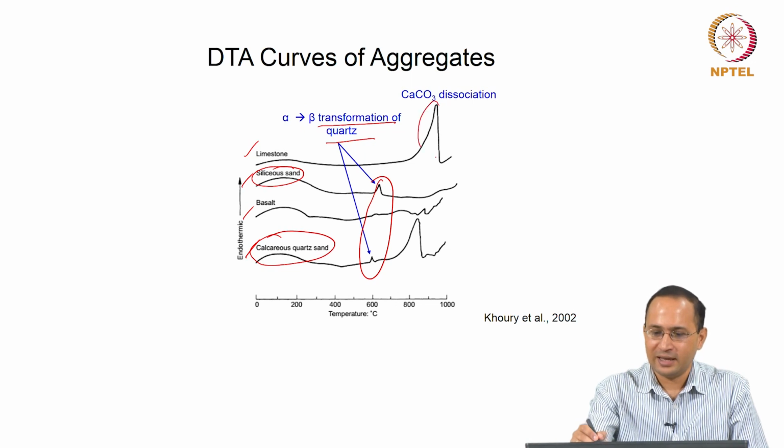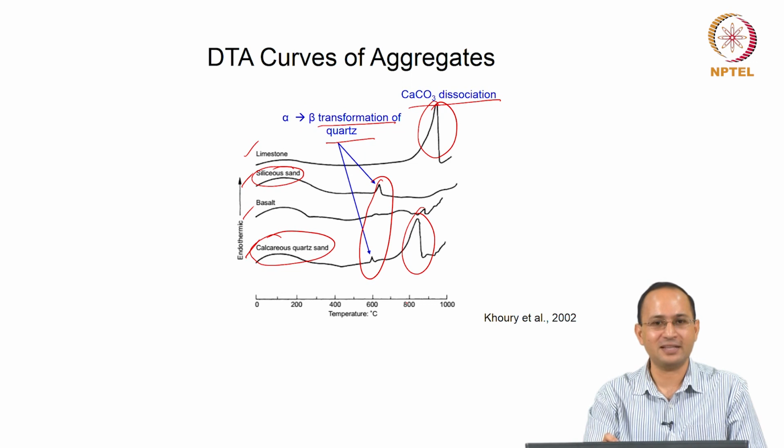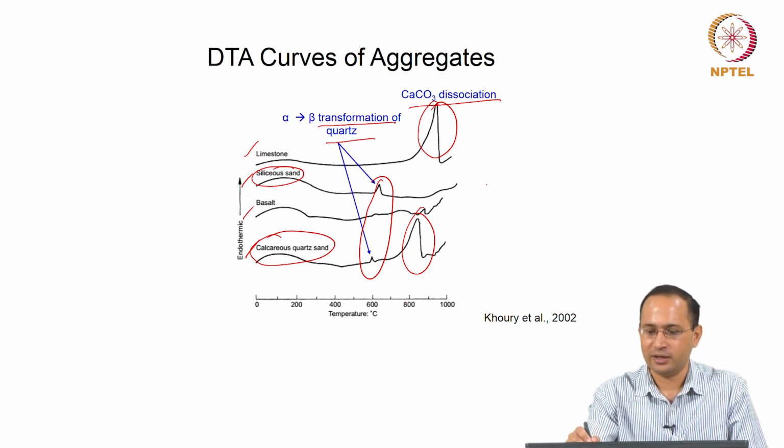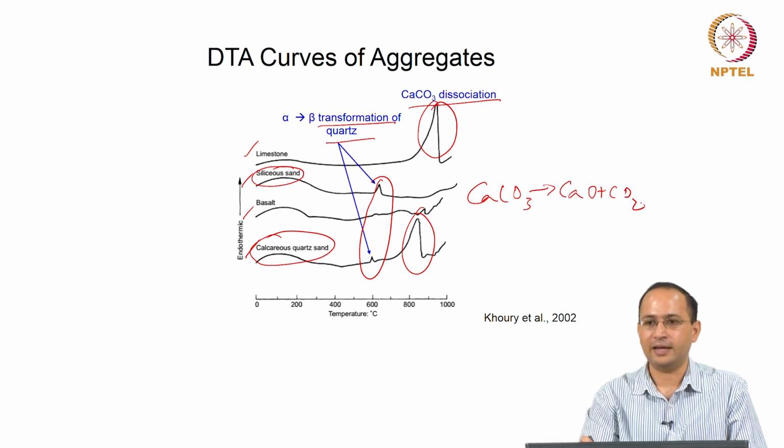Also you see these peaks in limestone, and even calcareous quartz sand. This is because of CaCO3 dissociation. You have calcite, calcium carbonate. So calcium carbonate will decompose like this. This is a decomposition, so you see these endothermic peaks. Endothermic means you need heat. Basically we can use DTA to understand the aggregates.